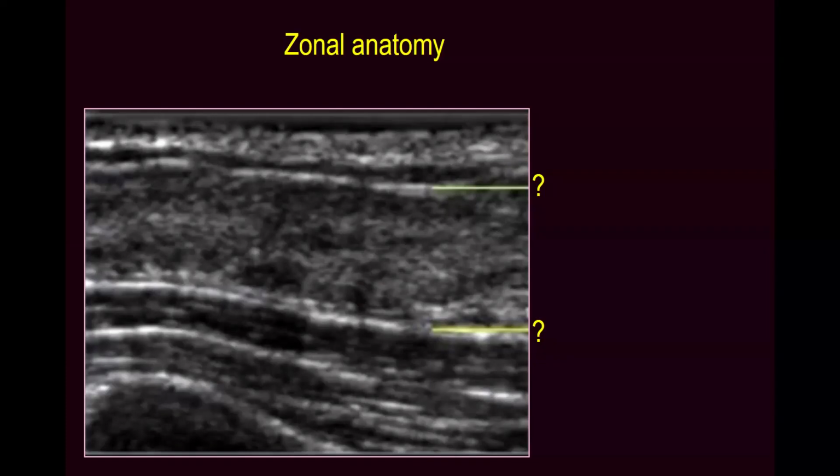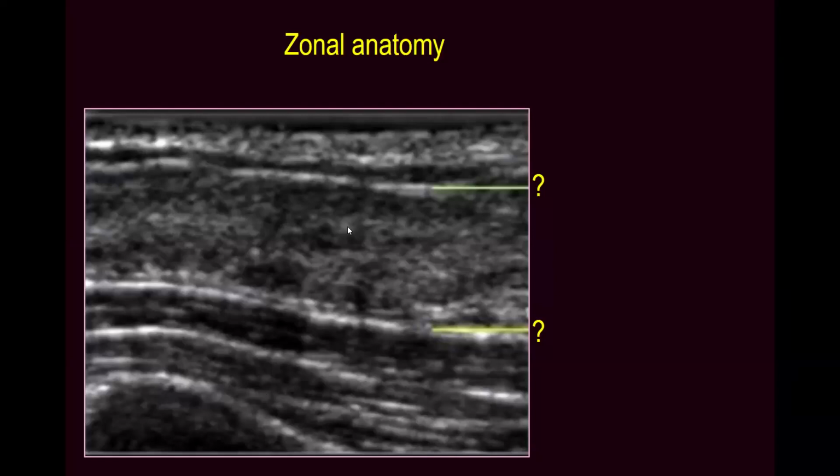Let me ask you, what does this hyperechoic line represent, and what does this hyperechoic line represent? Pre and post. Excellent, Sumaya. Yes, you're right. Fascia. Which fascia? This is pre-fascia. Pre what? Second zone.